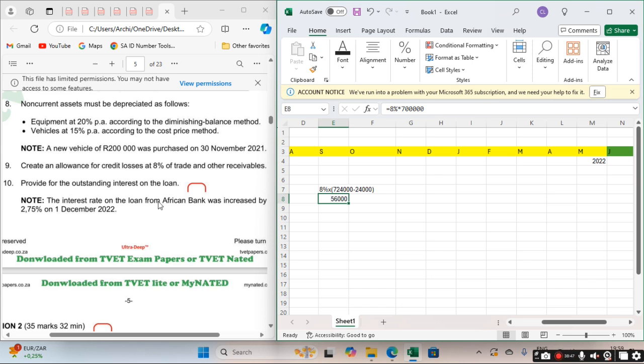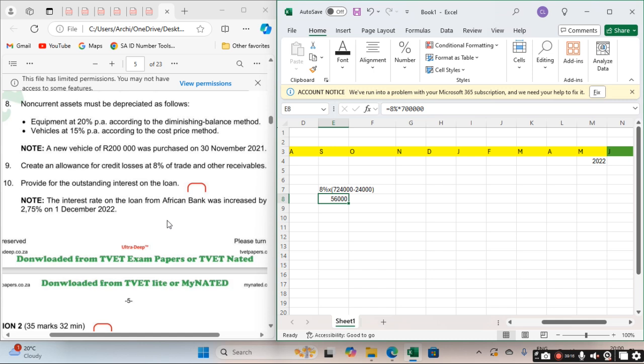Moving on, the last one, number 10. It says provide for the outstanding interest on loan. So we need to calculate interest on loan. Note, the interest rate on the loan from Africa Bank was increased by 2.75% on 1 December 2022.